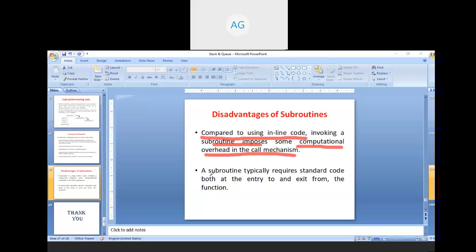And the second disadvantage is a subroutine typically requires standard code both at the entry to and exit from the function. So basically, the standard code is required for making the subroutine. These are the two disadvantages of using subroutines. So that is all for the subroutines, and this concludes unit one.